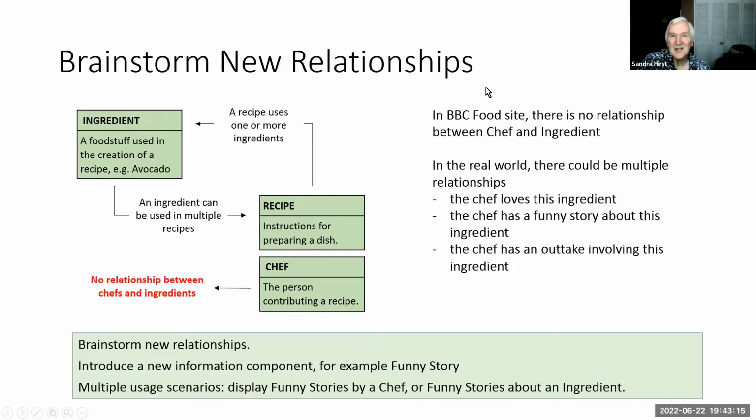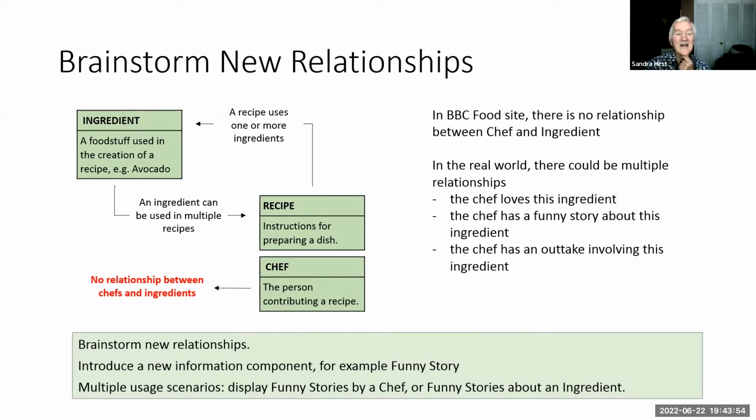Let's stay with relations, but in a little bit more sophisticated way. We've seen that there's no relationship between chefs and ingredients. What that really means is that when we were looking at the BBC Food site, there were no built-in relationships between chefs and ingredients in that solution. In the real world, there can be lots of relationships between the chef and an ingredient. They can love it, they can hate it, they can have a funny story about it, they can have got sick with it, they can have an outtake involving this ingredient.